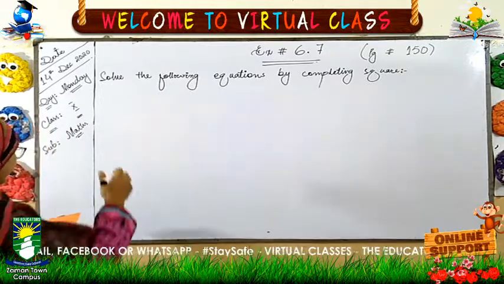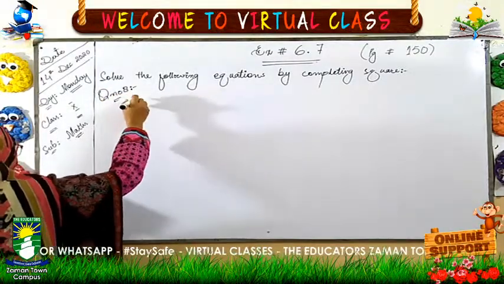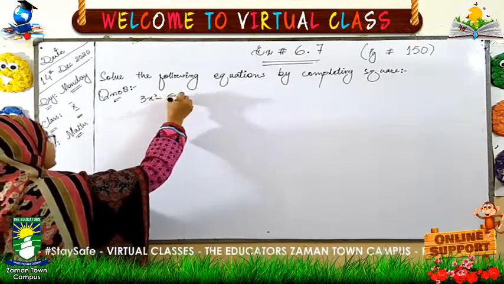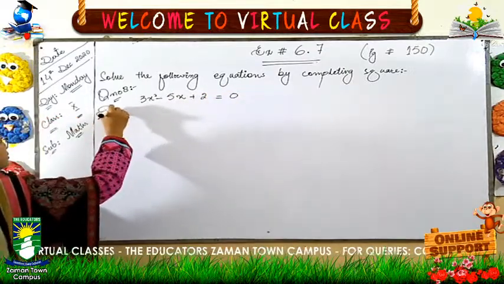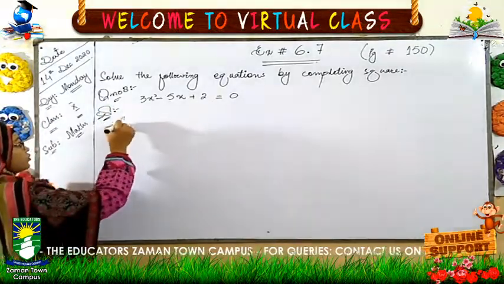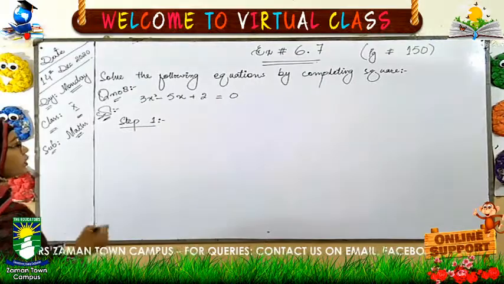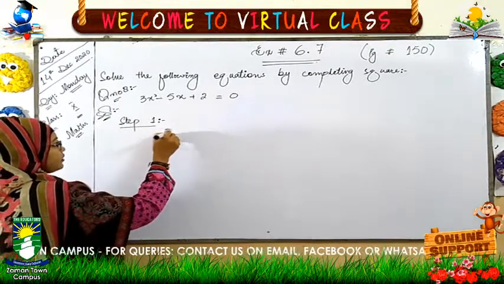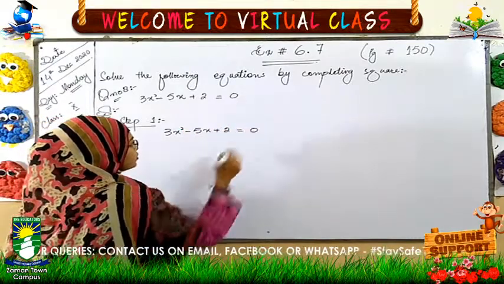Now starting from question number 8, the question is 3x square minus 5x plus 2 is equal to 0. Starting the solution, how do we simplify it? What was the first step? Step 1 was to convert the equation into standard form. The equation is already in standard form, right? So we will not do step 1. We will directly write it as 3x square minus 5x plus 2 is equal to 0.